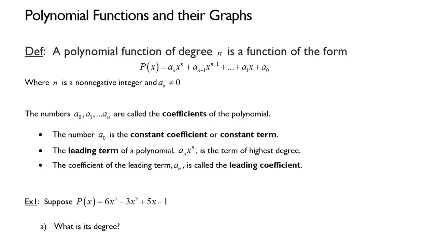to the n plus a sub n minus 1 x to the n minus 1 plus all the way down, skipping however many terms you need to, all the way down to the last two, a sub 1 x plus a sub 0, where n is a non-negative integer and a sub n does not equal 0.